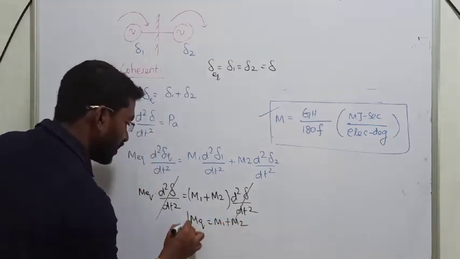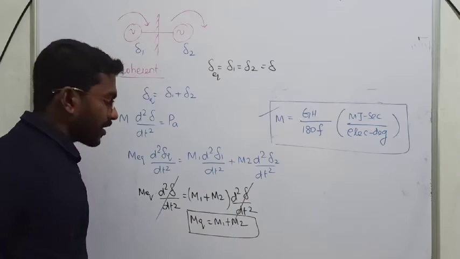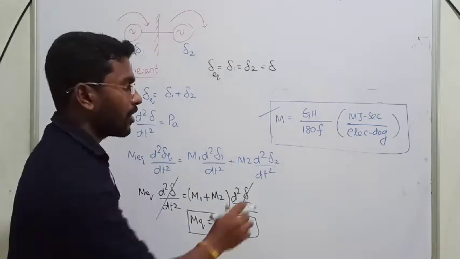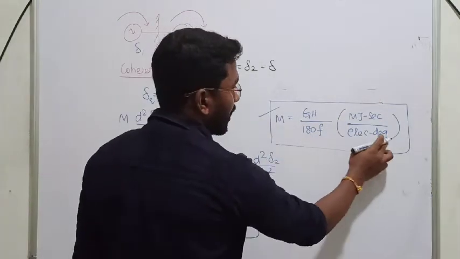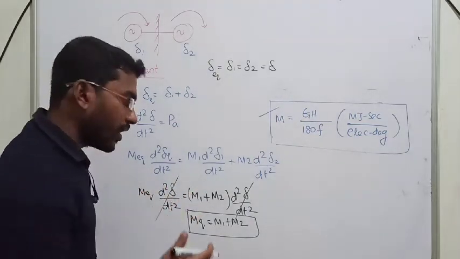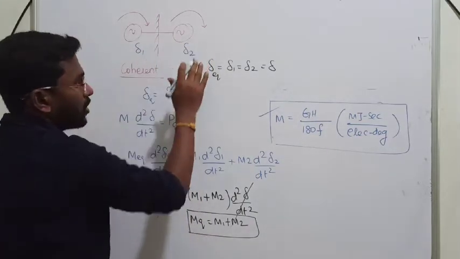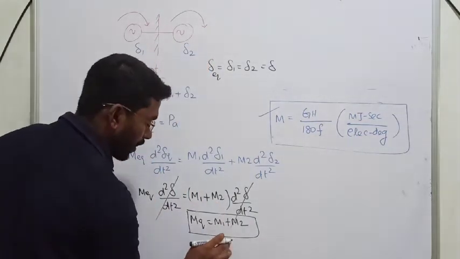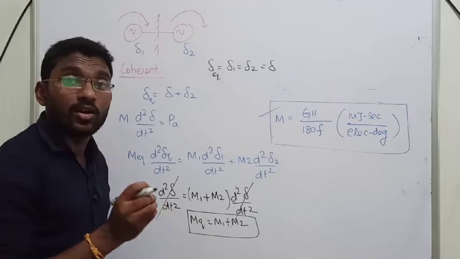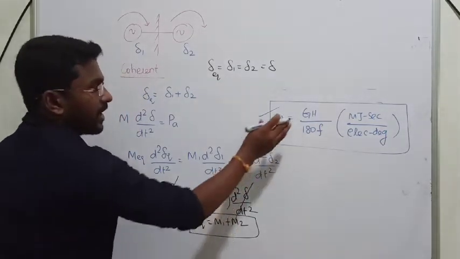So the question is, in coherent operation you are supposed to calculate the overall m equivalent, right? What is the unit of m equivalent? Megajoule second per electrical degree or electrical radian. There are two ways. Whatever they ask, they give two machines in coherent operation. If they ask for m equivalent, this is the formula. Suppose they ask for h equivalent, then from this formula you can calculate h equivalent.